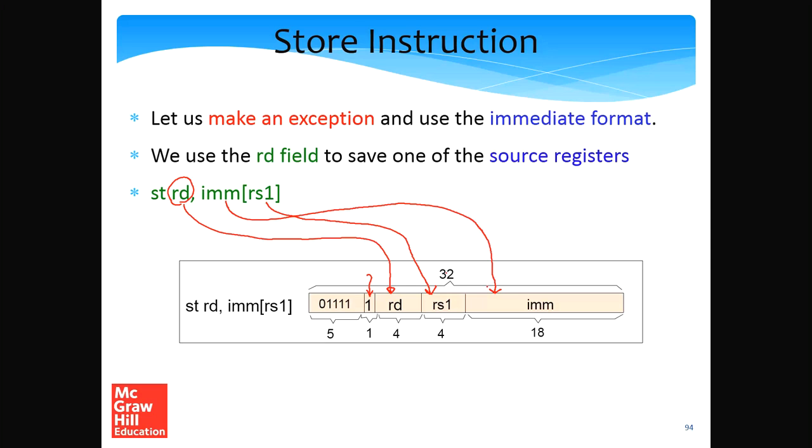So we would rather use the same format and use the fields in the format slightly differently. So that's the reason the register whose value needs to be stored is being saved in the destination register field. This is the exception that is being made. And then the base register and the immediate are being stored at the respective places for the first source register and the offset.